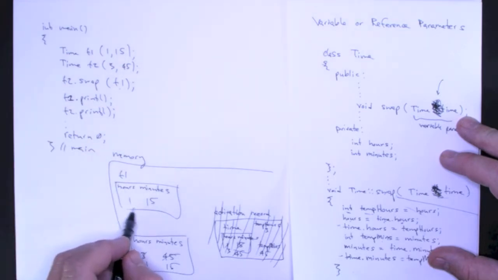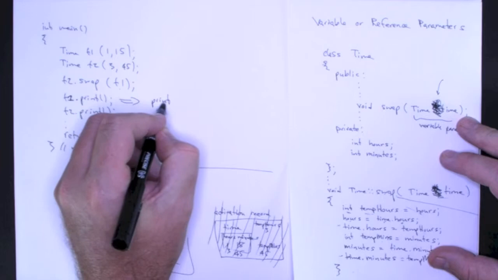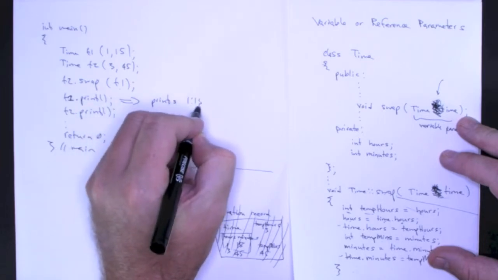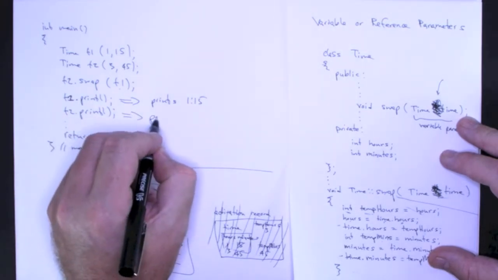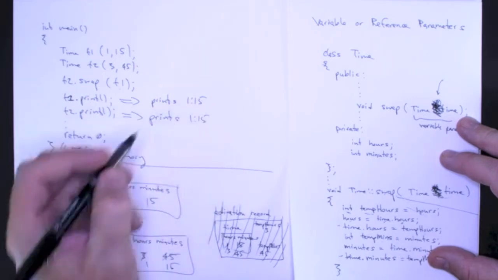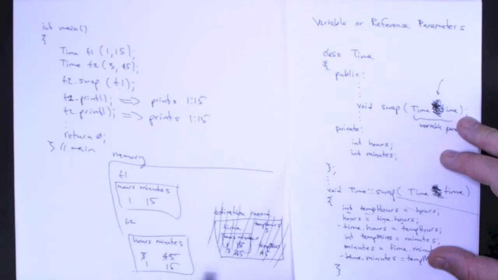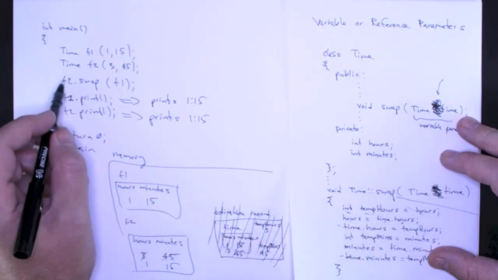And guess what? It prints 1 15. Because we were not changing the original, we were changing a copy. And then now T2 got changed. It changed T2 because we called the swap method of the T2 object.